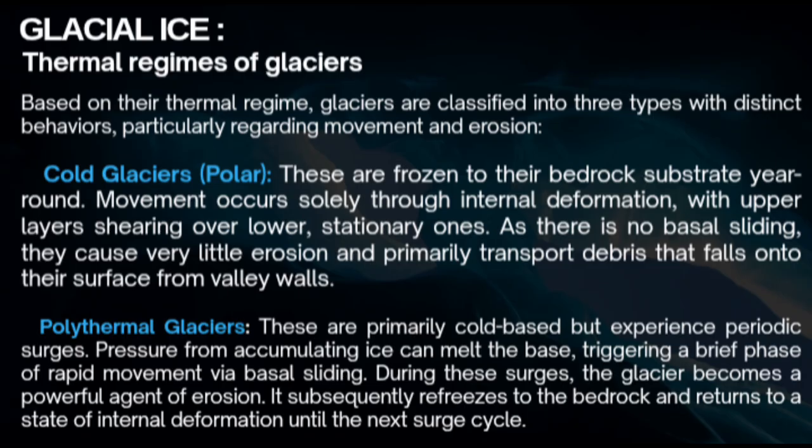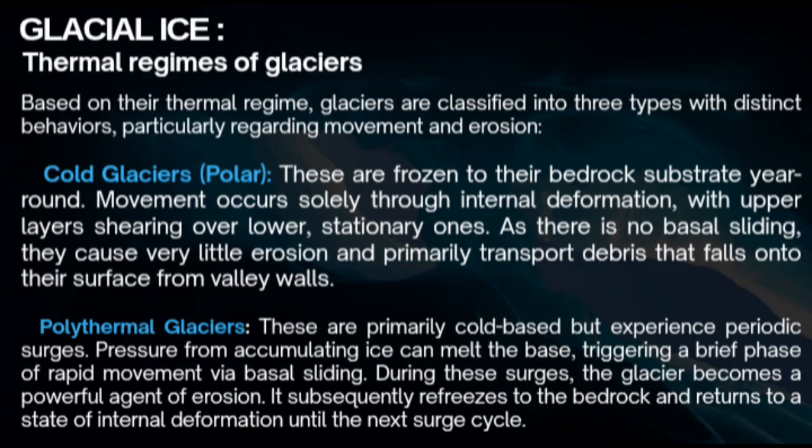These are frozen to their bedrock substrate year-round. Movement occurs slowly through internal deformation, with upper layers shearing over lower stationary ones. As there is no basal sliding, they cause very little erosion and primarily transport debris that falls onto their surface from valley walls. These cold glaciers are typically found in extremely cold regions with little to no meltwater at the base.